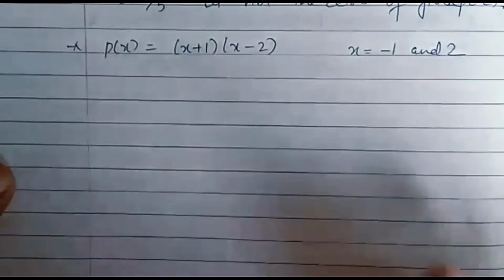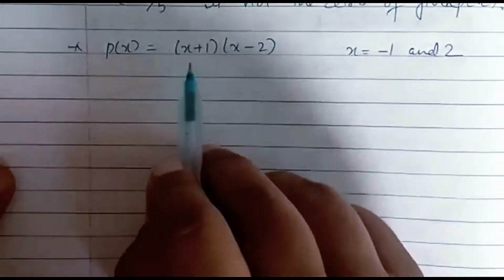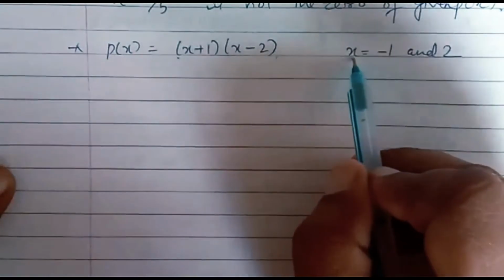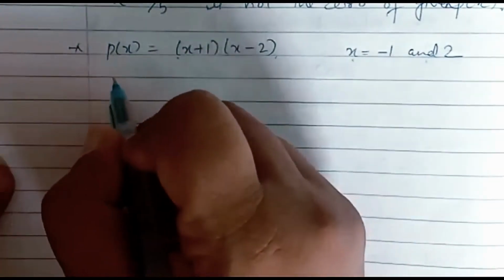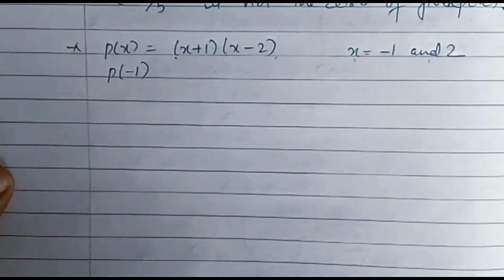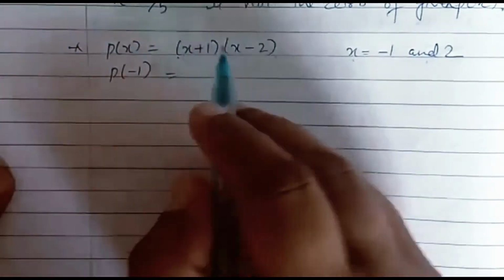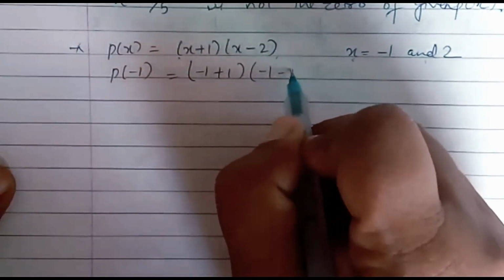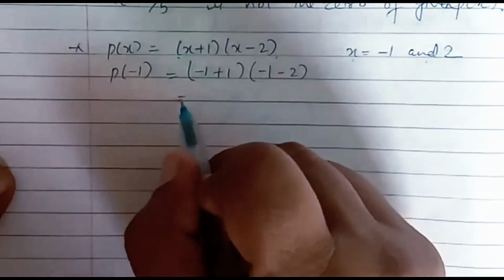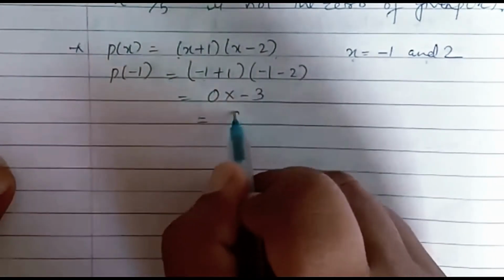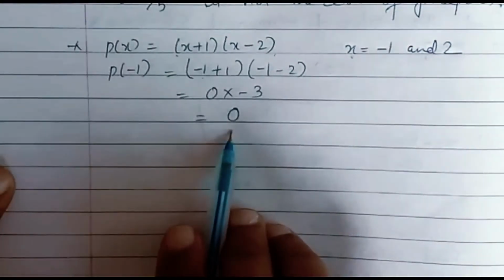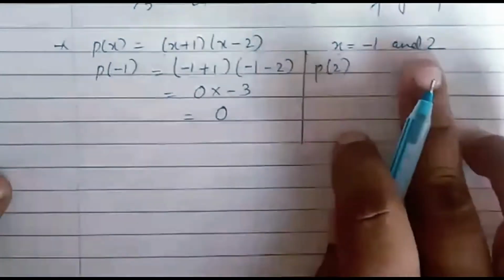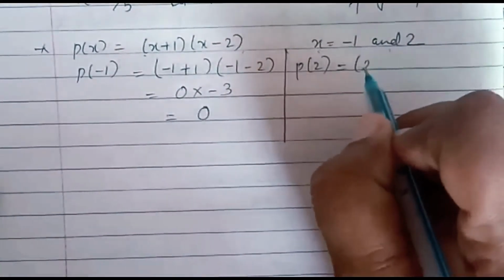You can see our next sum. Polynomial p of x is equal to x plus 1 and x minus 2. You need to find the value at two different values, x is minus 1 as well as x is 2. Let me first obtain for minus 1. P of minus 1 will be, in place of x you replace it by minus 1 plus 1, and here minus 1 minus 2. Minus 1 plus 1 will be 0. 0 into minus 3, the answer will be 0 itself. So you have seen I have got 0 here. Let me check for p of 2. As the value of x was 2, p of 2 will be 2 plus 1.